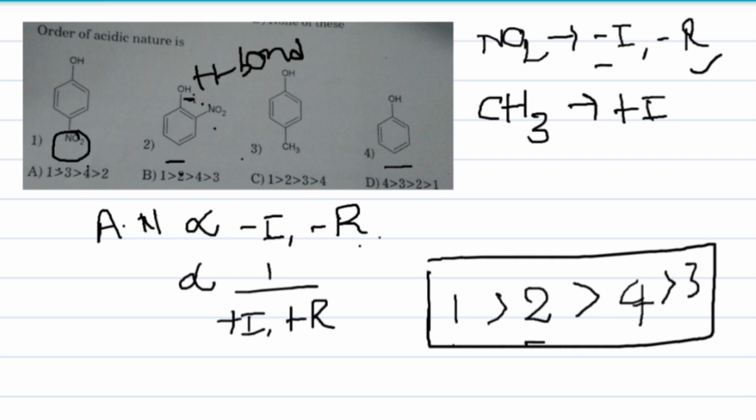The first one and second one have NO2 groups, but in the second one NO2 is at the ortho position. Because the NO2 group is in the ortho position, OH and NO2 form hydrogen bonding, so H+ cannot be given easily. Acidic nature means it has to give the H+ ion. This H+ ion is involved in hydrogen bonding, so it is difficult to give the H+ ion. So it is less acidic than the first option.